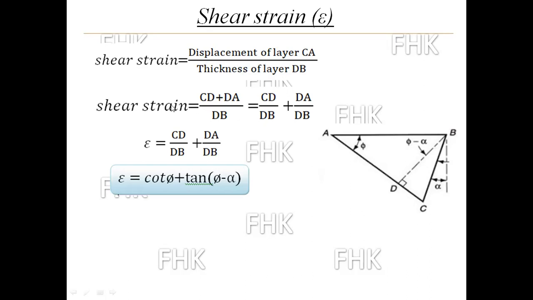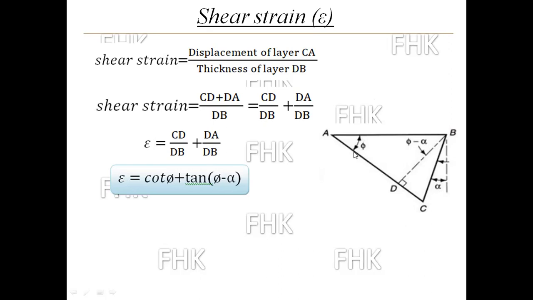Thickness of layer DB. So shear strain is equal to CD plus DA, which is AC, divided by thickness of layer DB, that is DB. So here I split that numerator: CD divided by DB plus DA divided by DB. So shear strain epsilon is equal to CD by DB plus DA by DB. What is CD by DB?